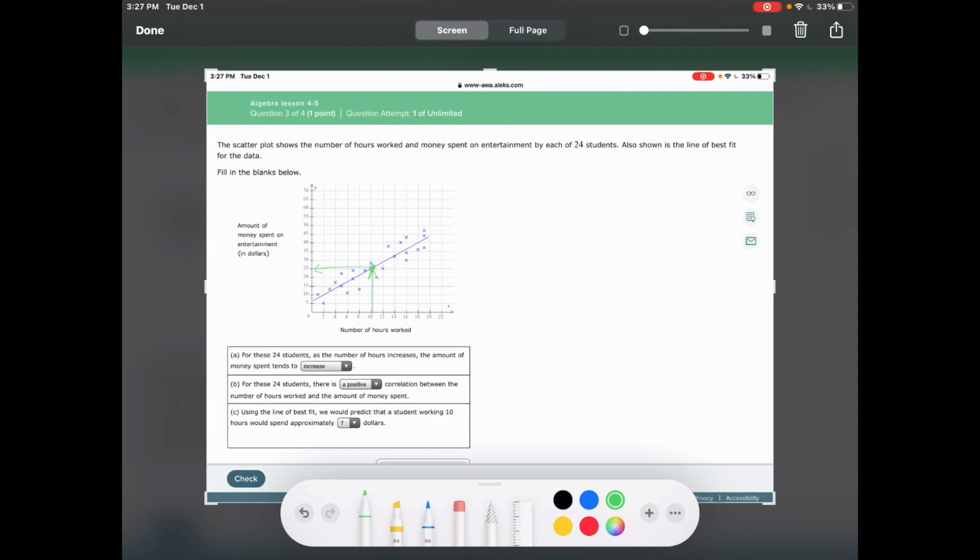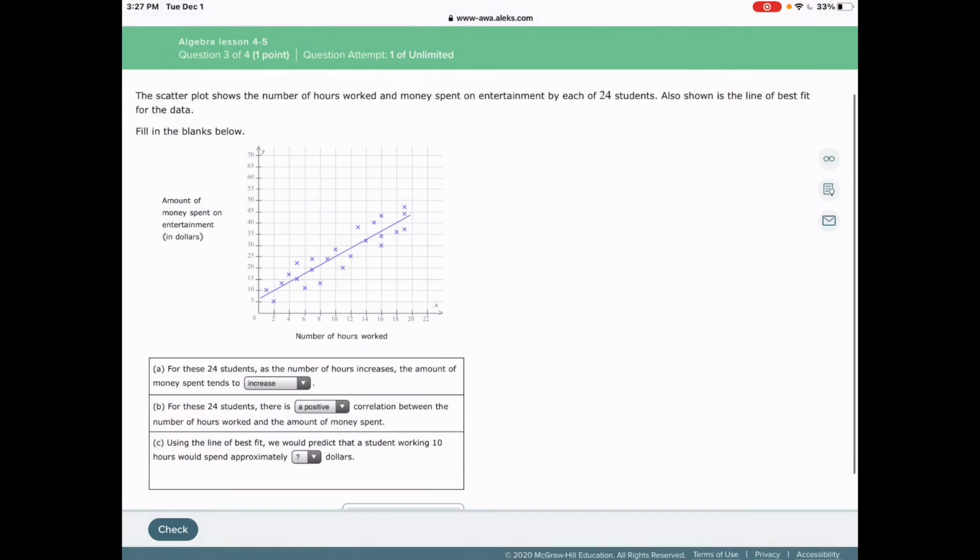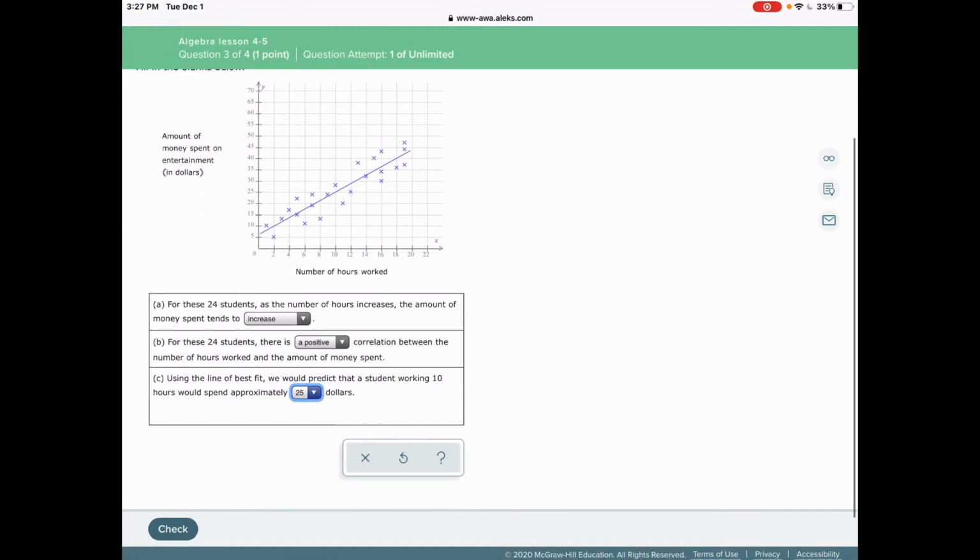25. So we're going to say that based on the line of best fit, notice we don't have a data point exactly there, but we could estimate that a student that works 10 hours is going to spend $25 on entertainment. So we'll see if there's something close here. We'll go with that and check.